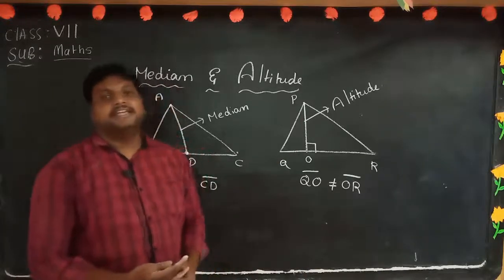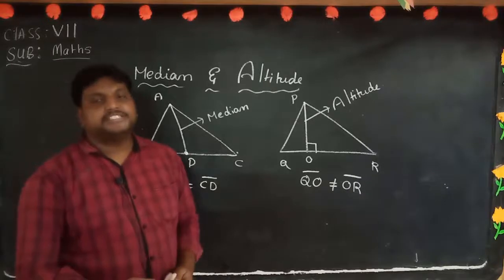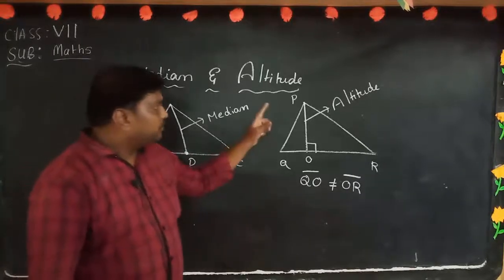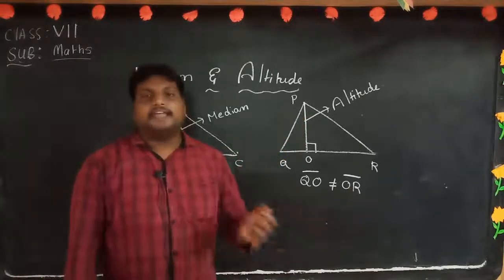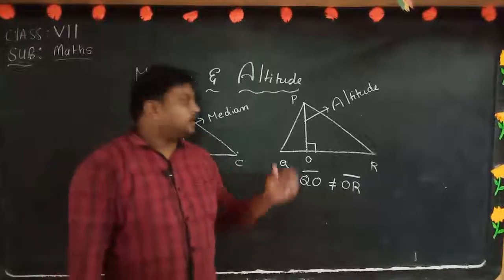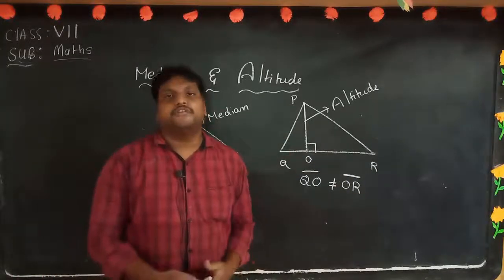Okay, next class we will explain the different types: in an acute angle triangle where the altitude will be, and in an obtuse angle triangle where the altitude will be.